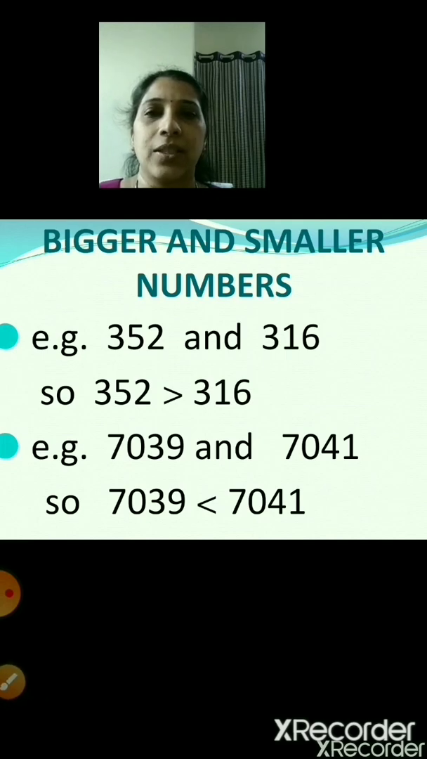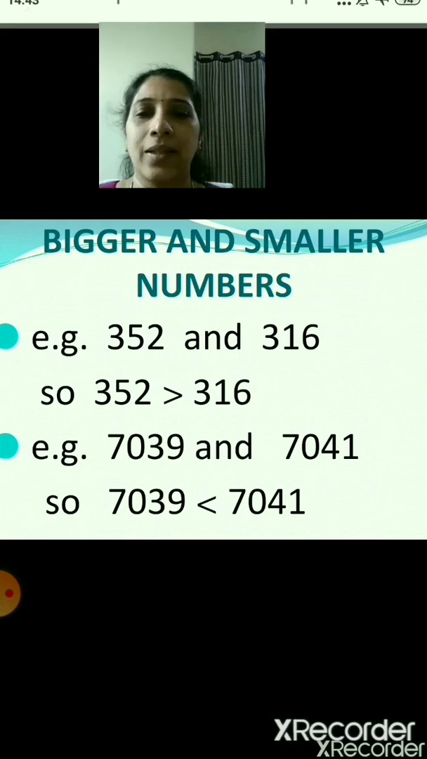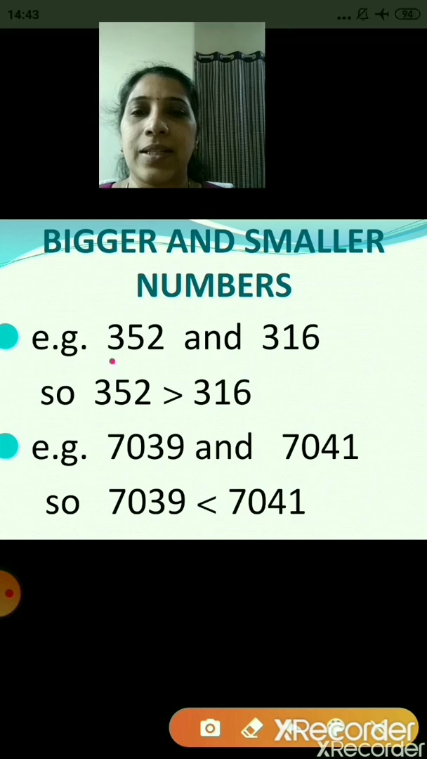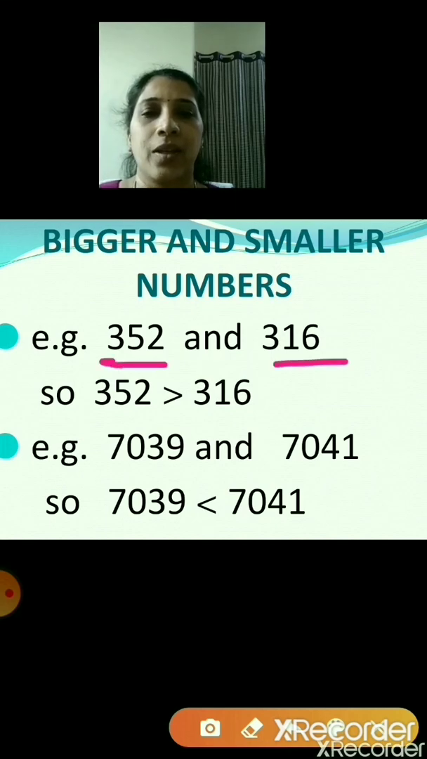Now here I have taken 3-digit numbers. The first number is 352 and the second number is 316. Now you can see that on both sides it is a 3-digit number, right? So the number of digits is the same on both sides. When you are doing the comparison, you always start from your left hand side, right children?